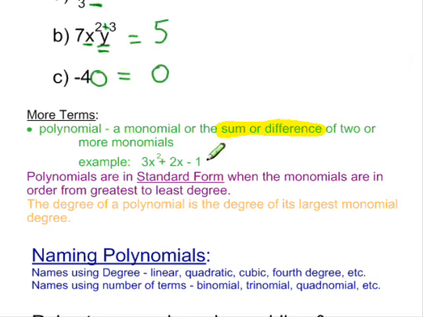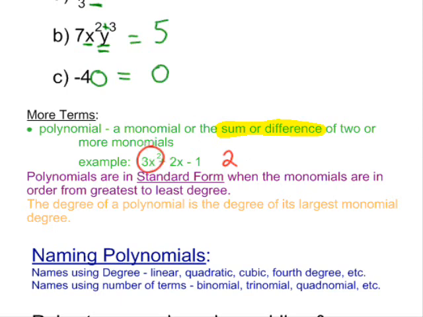If we take a look at this example right here, 3x squared plus 2x minus 1, there are 3 monomials in this polynomial. The 3x squared has a degree of 2. The 2x has a degree of 1. The 1 has a degree of 0. And so we would say that this polynomial has a degree of 2 because the largest monomial in this polynomial is 3x squared, and its degree is 2. So this polynomial's degree would also be 2.